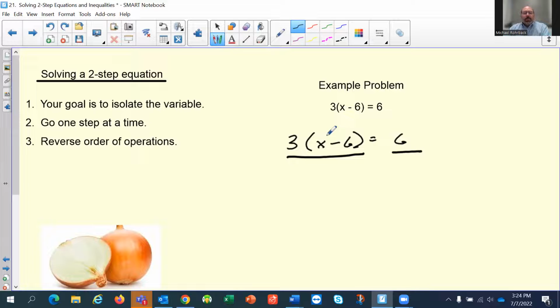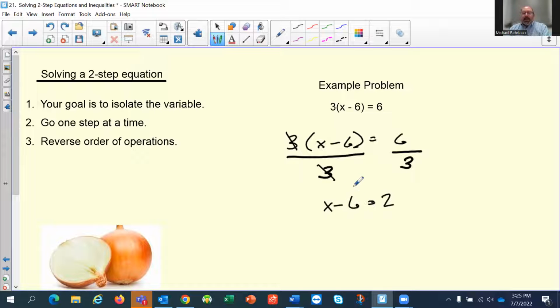So how do you get rid of times 3? Well, reverse order of operations. The opposite of times 3 is divide by 3. So you're going to divide both sides by 3. The 3's are going to reduce. 3 over 3 is 1. So now you've got x minus 6, and 6 divided by 3 is 2.